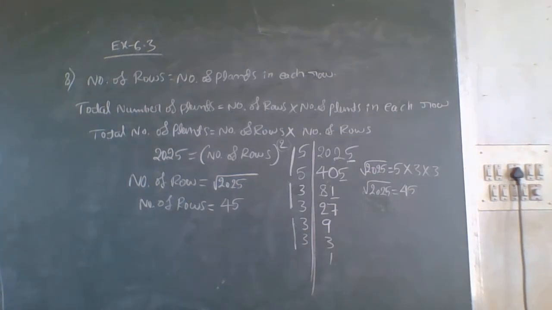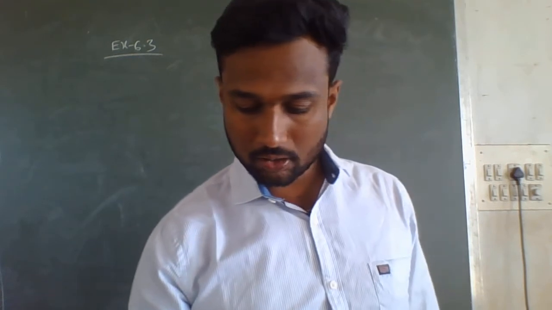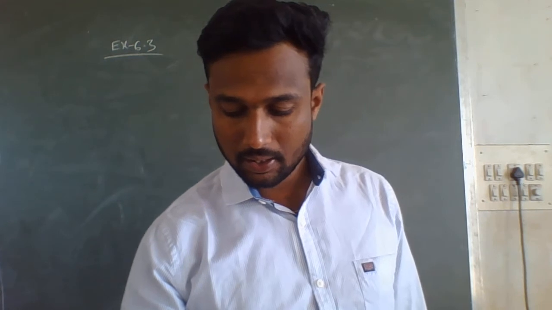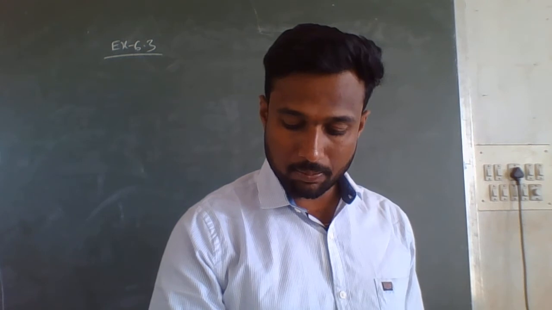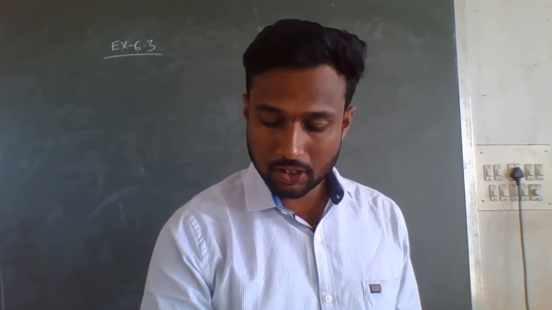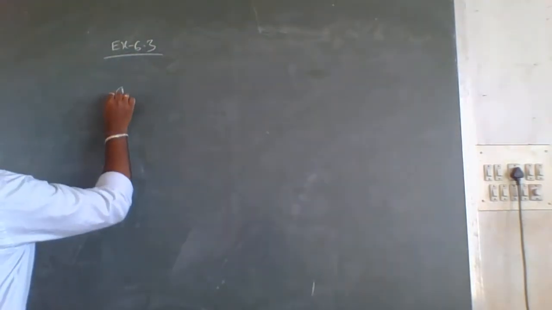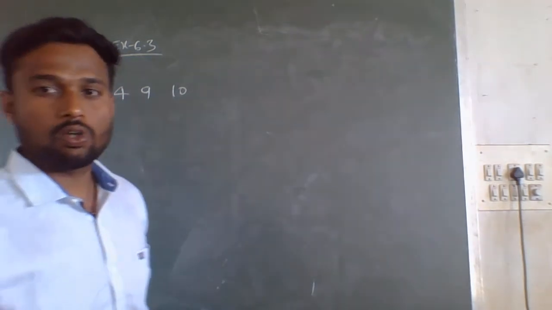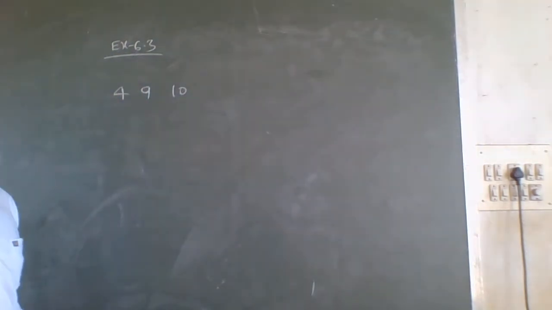So now I will continue with the next problem, the ninth one. In the ninth problem, what they are given: find the smallest square number that is divisible by each of the numbers 4, 9, 10. We have to find the smallest square number that is divisible by 4, 9 and 10.